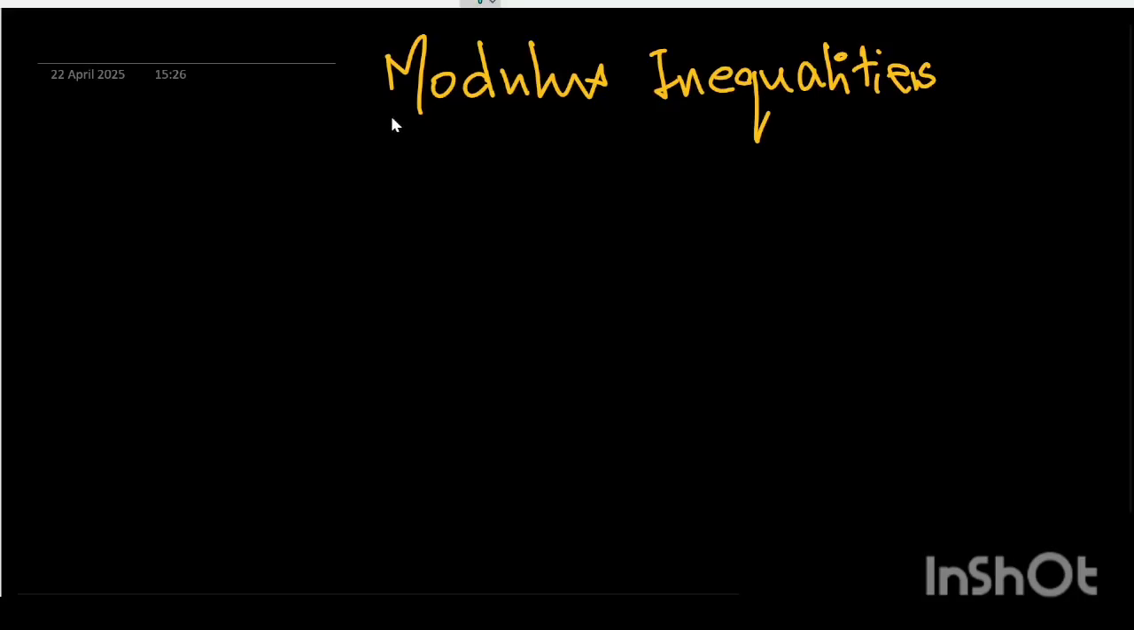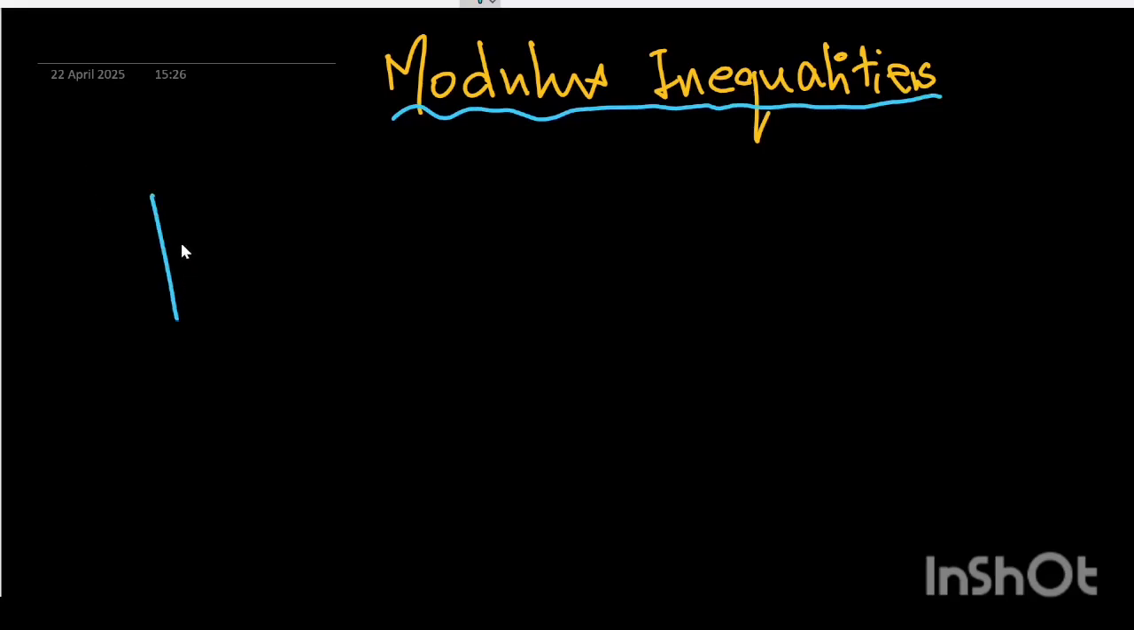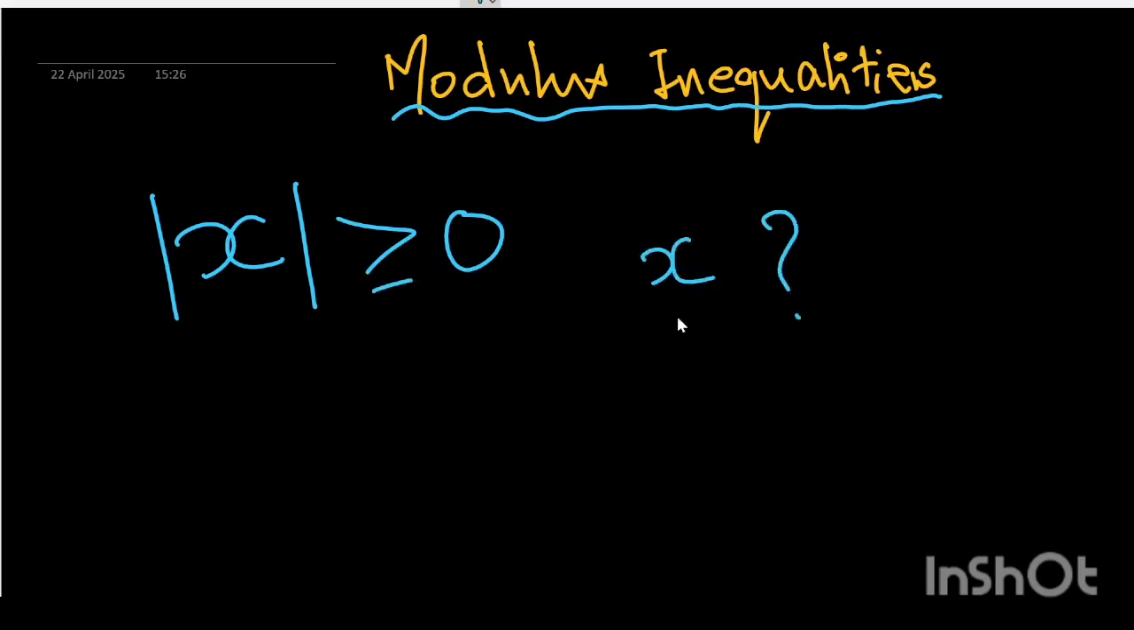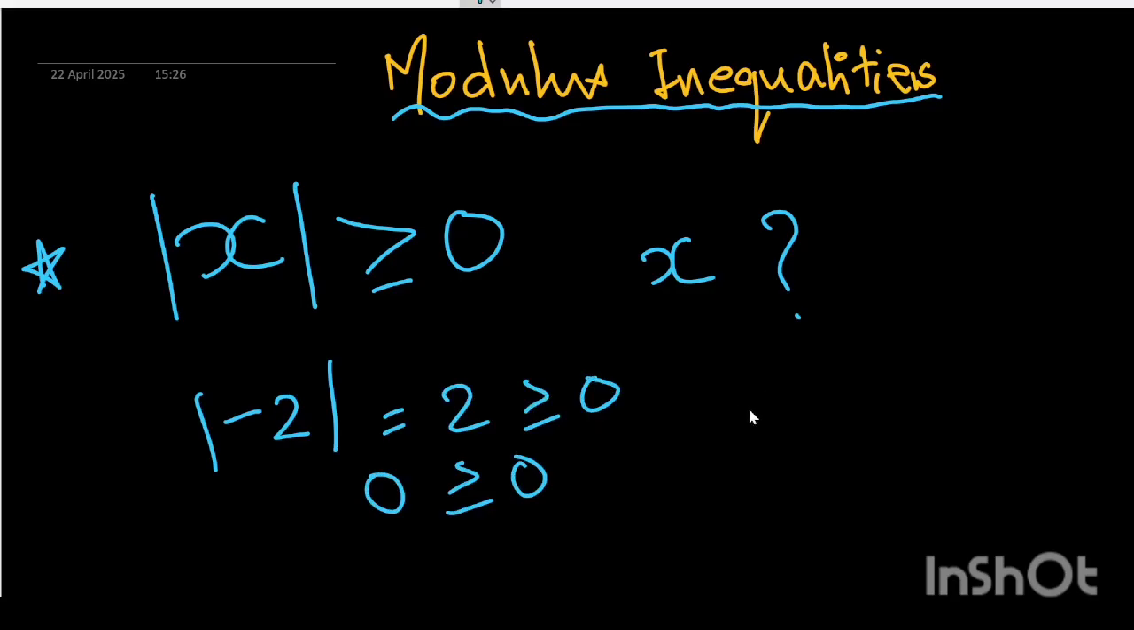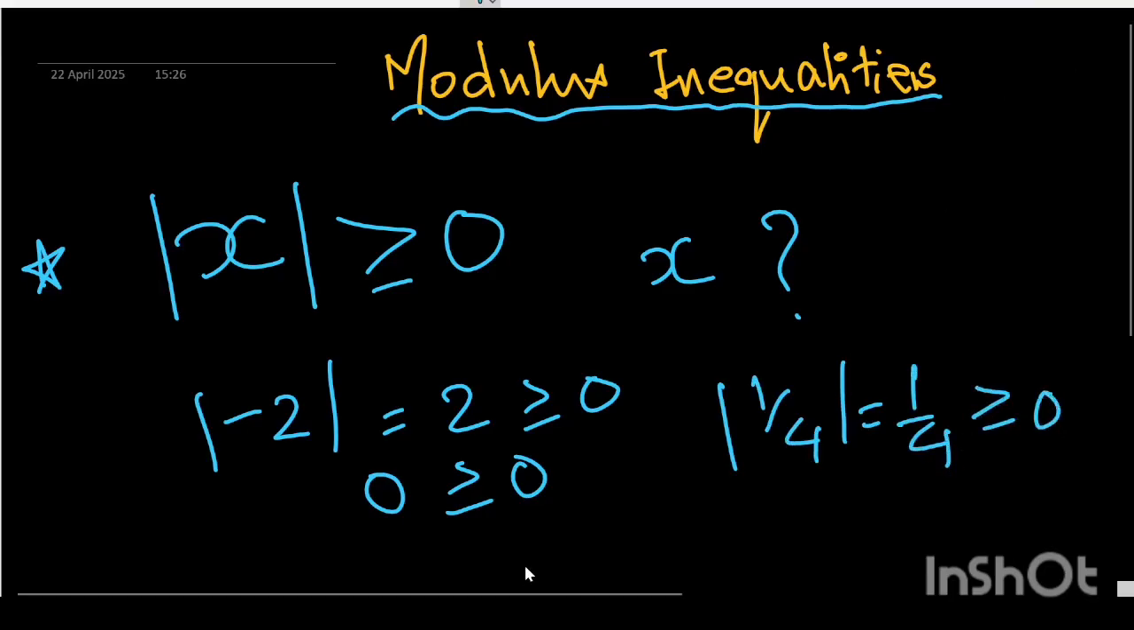So modulus inequalities, we will see some basic inequalities related to modulus. See, mod of x is a positive number. So if I write mod x greater than or equal to 0, for what x would this be valid? Any real number you substitute, let's say -2, it will satisfy this. 0 you substitute, it will satisfy this. 1/4 you substitute, 1/4 will also satisfy. Any real number will satisfy.